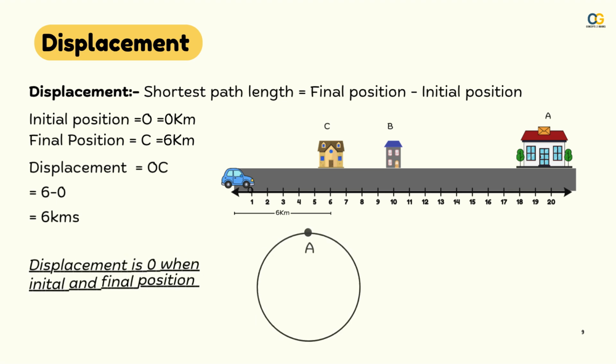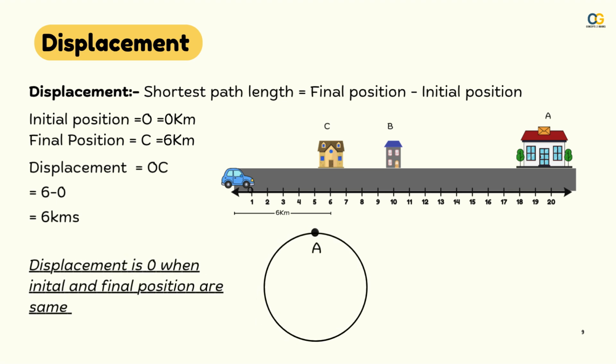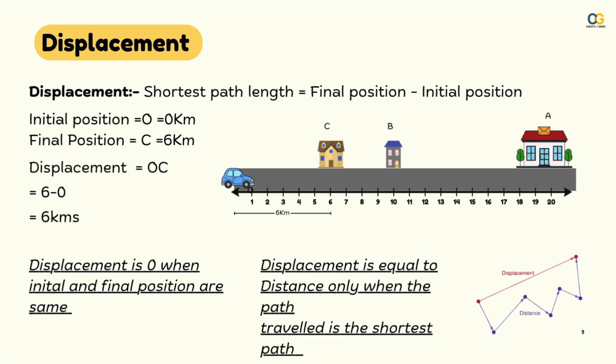Displacement is 0 when the final and initial positions are same. Suppose in the above scenario, after meeting your friend C, if you had come back to O, your displacement would be 0 since your final and initial position are same. Displacement and distance are only equal when the total path traveled is equal to the shortest path length.